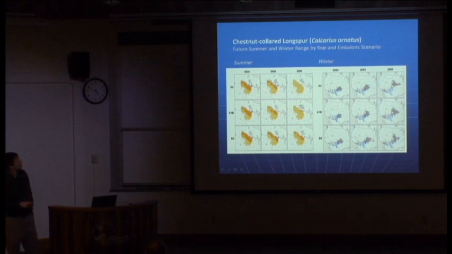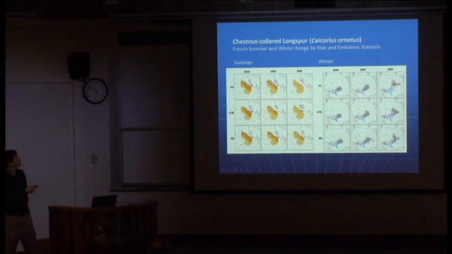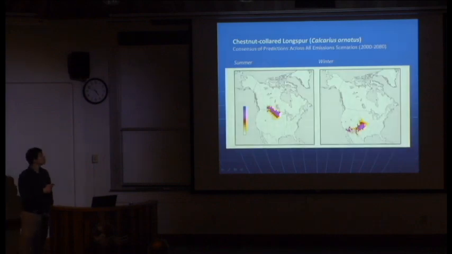In the winter, though, the overlap shifts quite a bit again, but the actual distribution of the species doesn't contract. And that makes sense, because in the winter, conditions might actually be more favorable for a lot of grassland birds, because it's not going to be as cold, right? Okay, so this is for the chestnut-colored longspur.